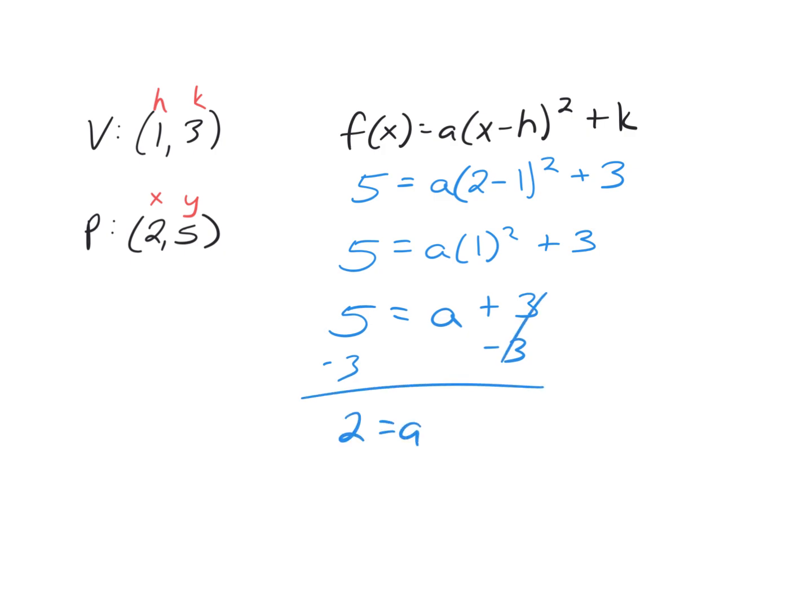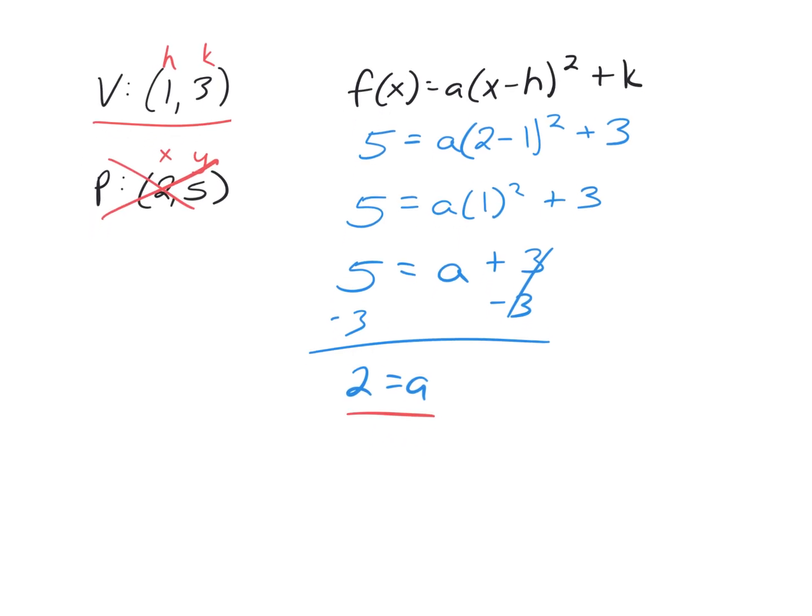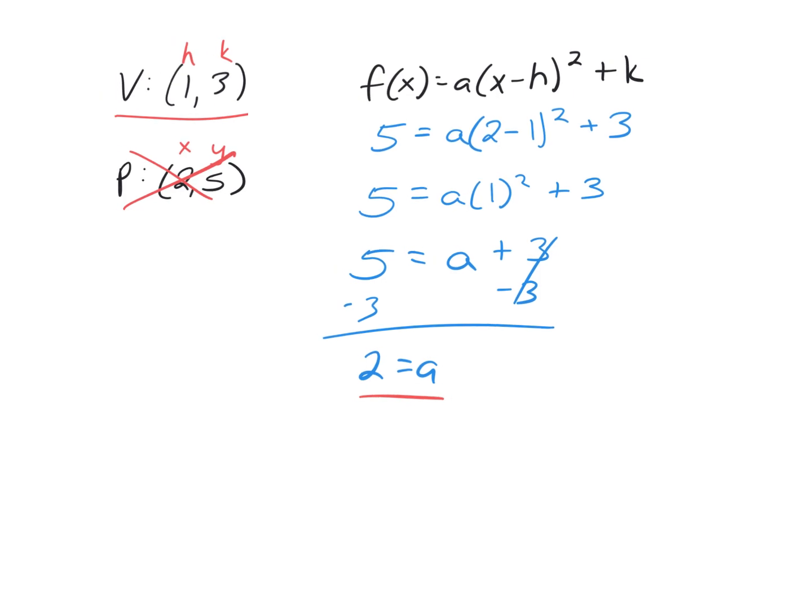Am I done? Plug it back in. What are the two most important things we need to write vertex form? A and the vertex. Do we care about the point anymore? No. The point just helps us find a. You don't have to write the point into the equation. So my new equation is f of x equals 2 times x minus 1, squared, plus 3.